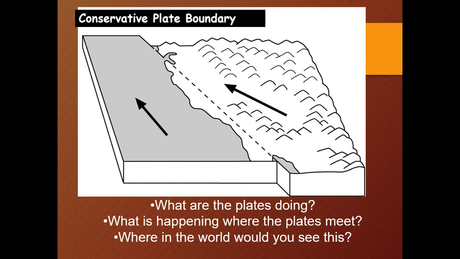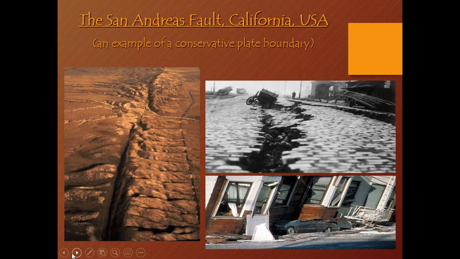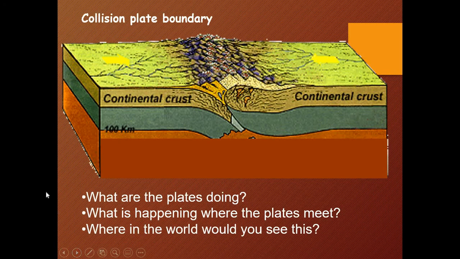I've given a brief explanation of what happens where the plates meet, so you can put bullet points, you can put a paragraph of that, and you can also include your own research. And then where in the world would you see this? We've said San Andreas Fault, California. Okay, so you should pause the video, finish that, and then move on to the collision plate boundary when you're ready.